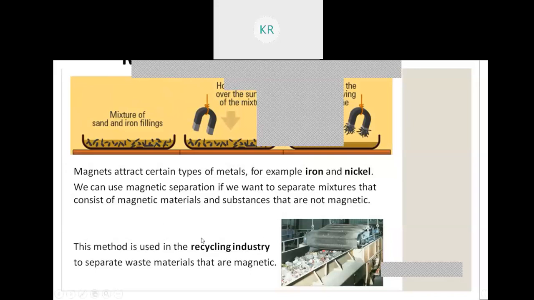So these processes only we have discussed in this session. Other processes we will discuss in our next session. Today we have discussed pure substances, mixtures, types of mixtures, types of pure substances, some properties of mixtures, why separation is important, and different methods of separating solid from other solids.